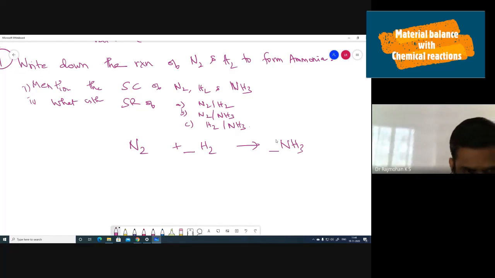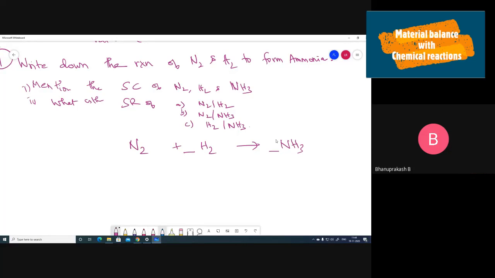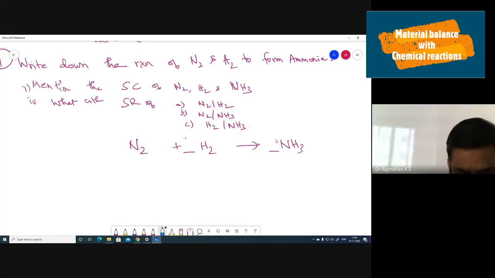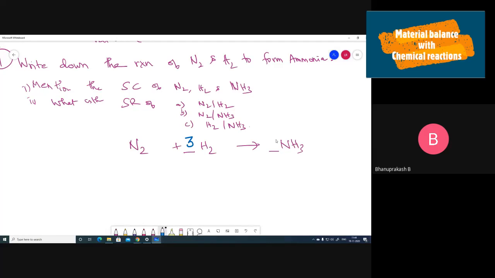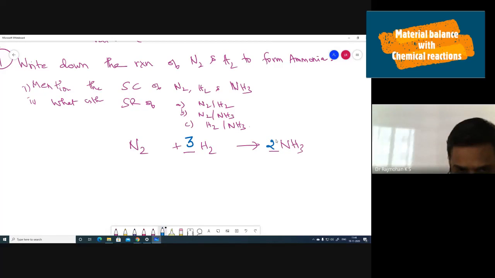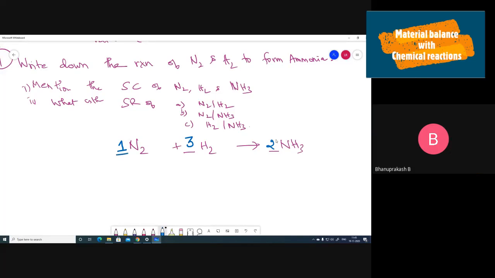So that's the first step. First step is always we write the reaction and make it stoichiometrically balanced. When we say stoichiometric balance, the number of atoms on the left hand side should be equal to the number of atoms on the right hand side. So you will get 3 and 2, right? Is that right? 2 3s are 6 hydrogen, 2 nitrogen, 2 3s are 6 hydrogen. Okay. So once it is stoichiometrically balanced, we know it is 1.